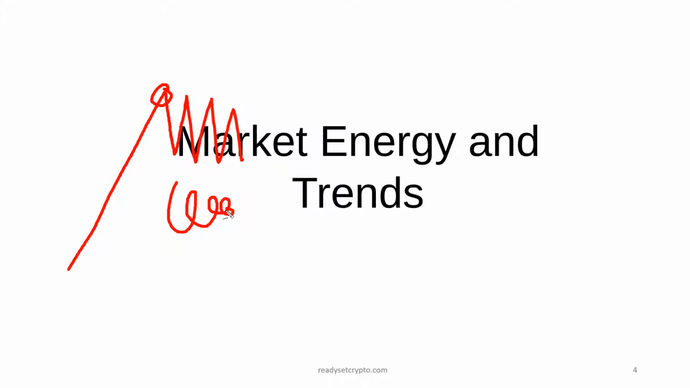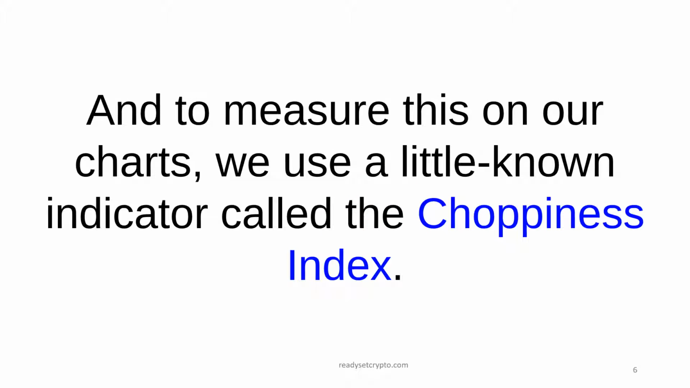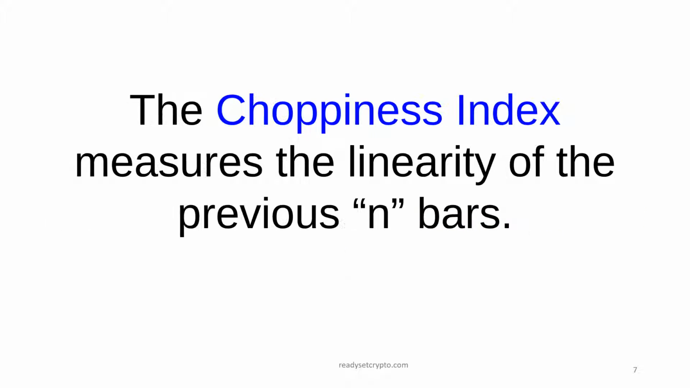I just want to keep repeating the same concept here so that you start looking at markets in new and different ways. In that last module, Module 7, we said that we measure energy expended based on that linearity of the current trend on each time frame. And to measure this on our charts, remember, there's no fuel gauge on our chart, so we have to use the Choppiness Index to do that.